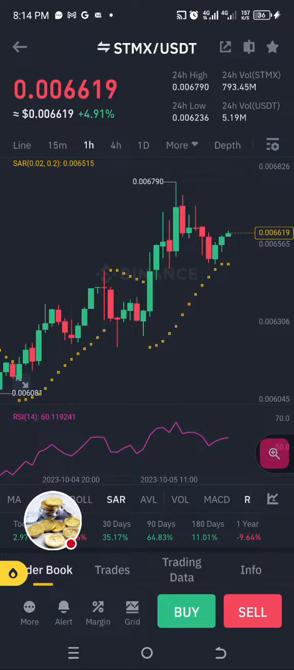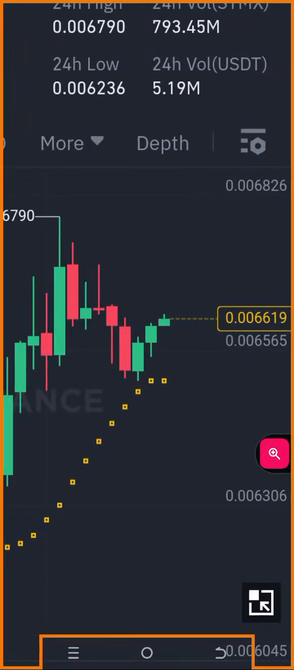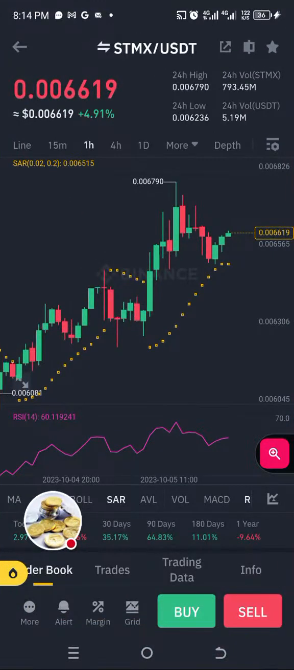Wow, should we go with this? I'm checking. Okay. Should we go with this? What do you think in the comments? Tell me what you think. It looks good. The parabolic SAR is up and it looks like it's going to go up, right? Should we go with this? Let me know what you think in the comments.